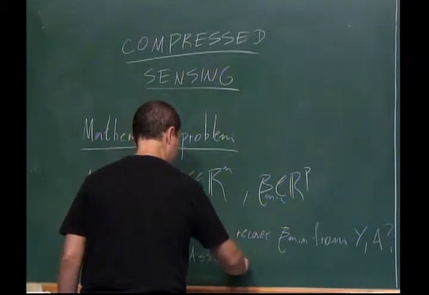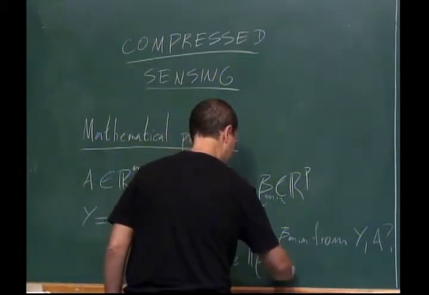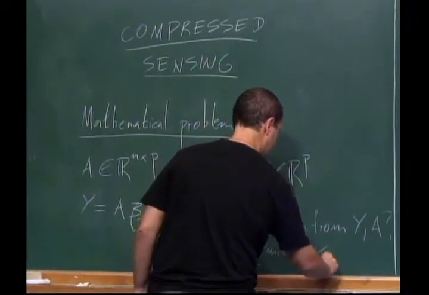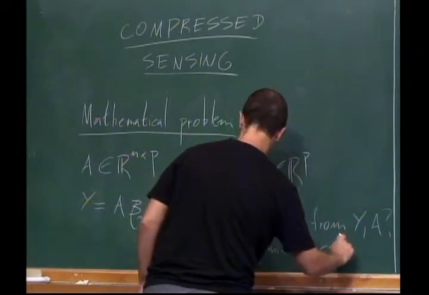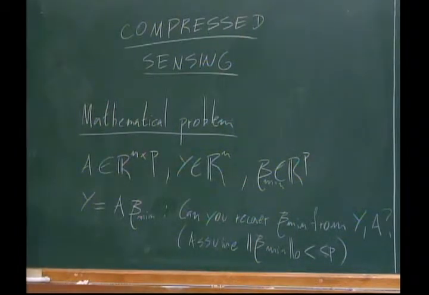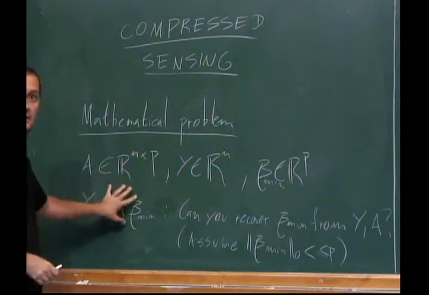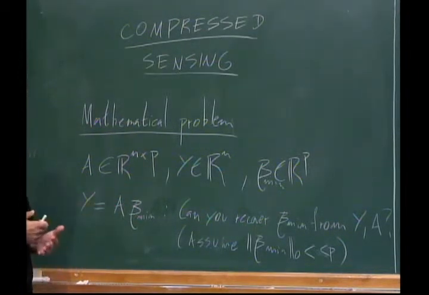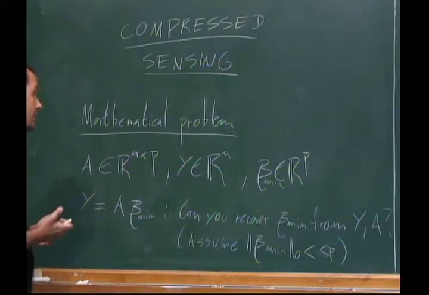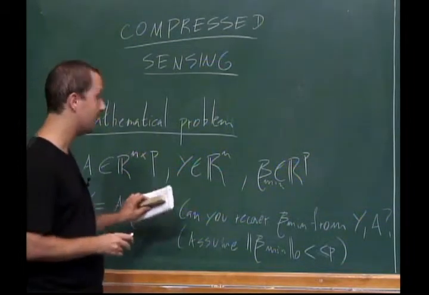And you assume, and this is all going to become clear later on, that you have a sparse vector, so the number of non-zero coordinates is less than P in some sense. And I should say right away that in the way I pose the problem, the answer is actually yes. It's not that for any matrix A this is a good problem. We're going to see that in some sense for a generic matrix A, you can recover the vector beta min. This is not going to be the end of the story, but this is a well-posed mathematical problem in some sense.